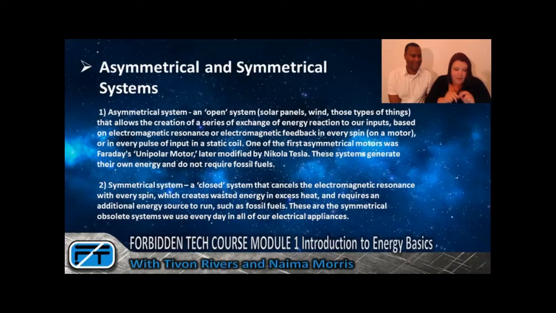An asymmetrical system is an open system, such as solar panels, wind turbines, and those types of things. It allows the creation of a series of exchanges of energy in reaction to our inputs, based on electromagnetic resonance or electromagnetic feedback in every spin of a motor or in every pulse of input in a static coil. One of the first asymmetrical motors was Faraday's unipolar motor, later modified by Nikola Tesla. We covered that, right? These systems generate their own energy and do not require fossil fuels. So that is the hidden system.